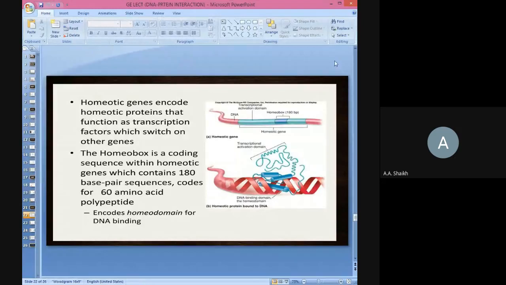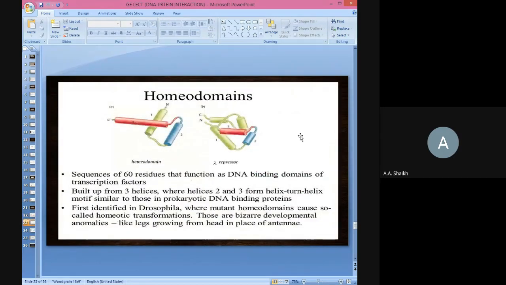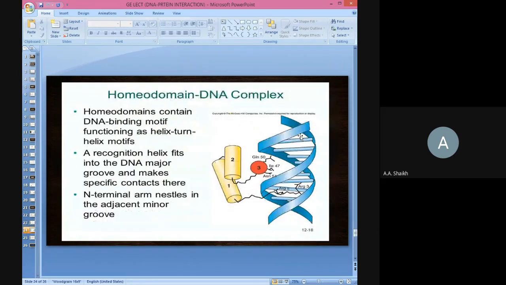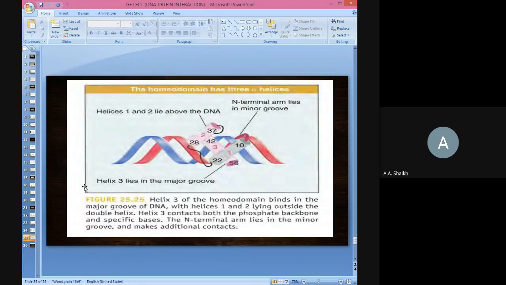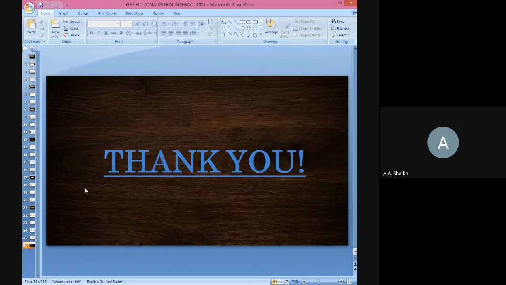An important thing to consider is that it was first discovered in Drosophila because of the homeotic genes. The homeobox region has 180 base pair sequences, encoding a total of 60 amino acids, and its 3-helix structure interacts with the DNA sequence, contacting both the major groove as well as the minor groove. So this is all about the homeodomain and the interactions in DNA protein interactions.